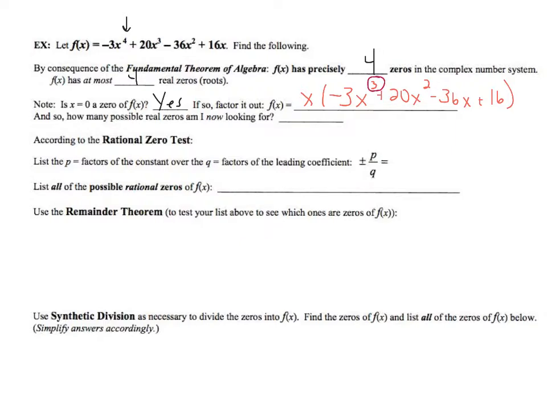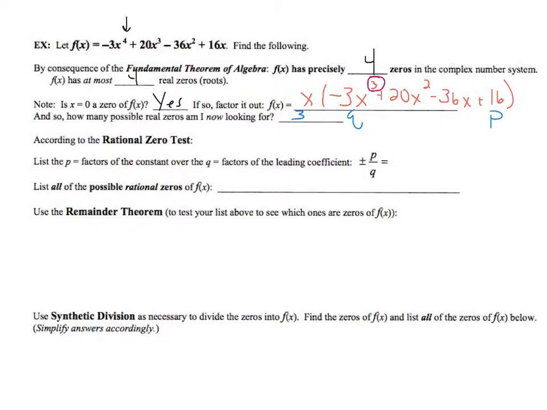Now I'm only looking for 3 more zeros. And so we'll go through the same process we went through last time. We'll look at which zeros are possible, plug them in the calculator, see which ones work, and see how many more we have to find. So remember, this is our p. Our p is our last number, and our q is our first number.